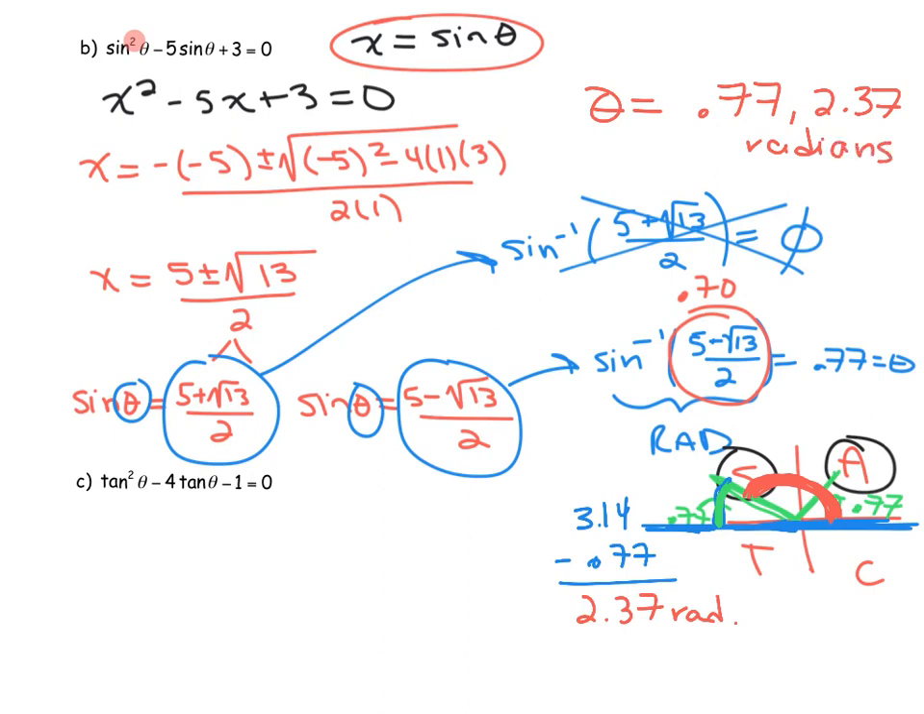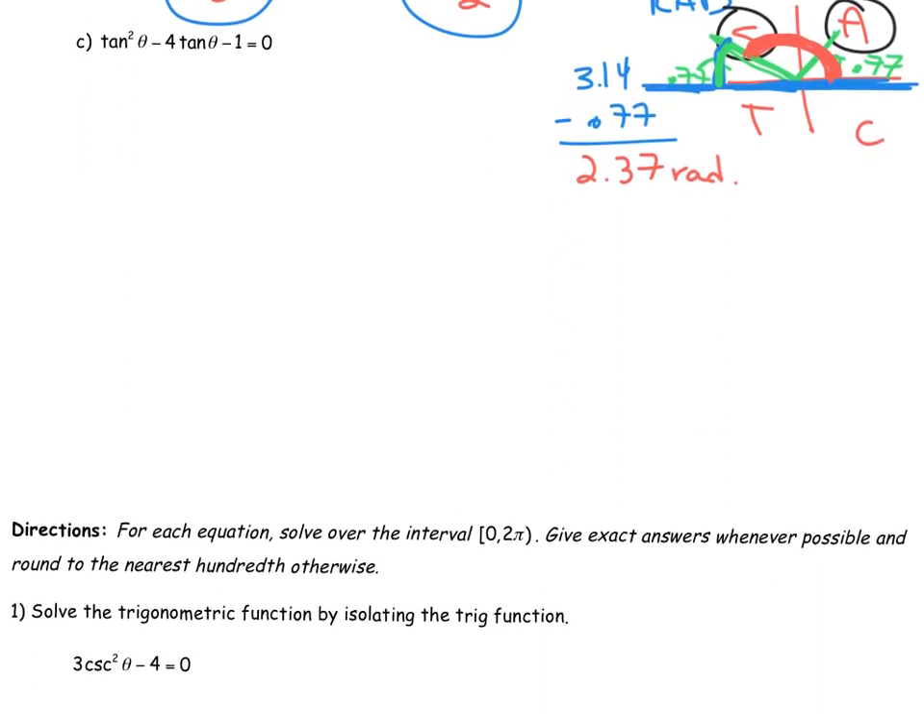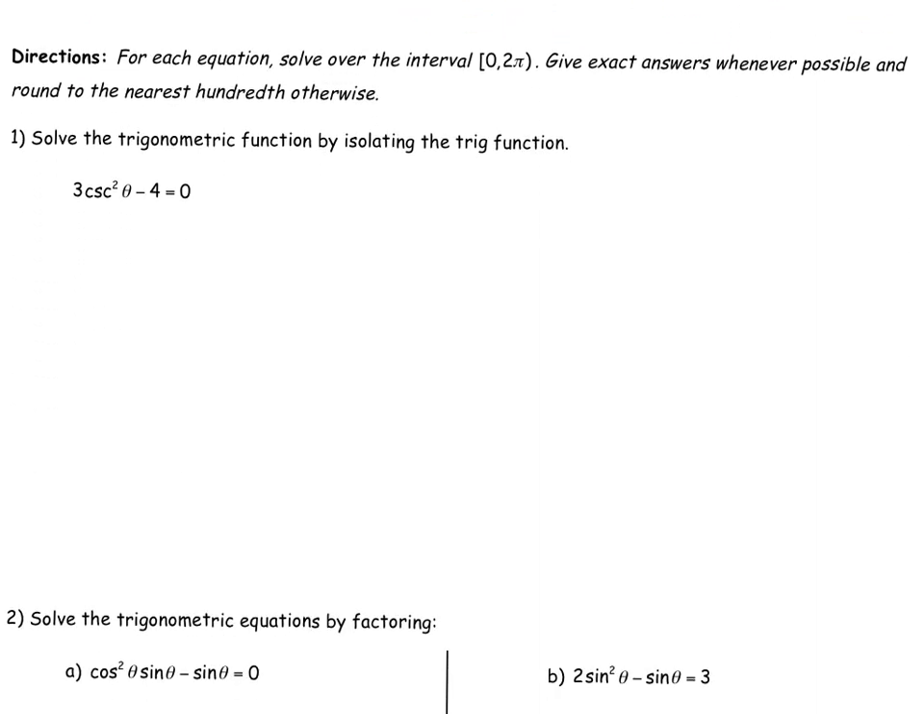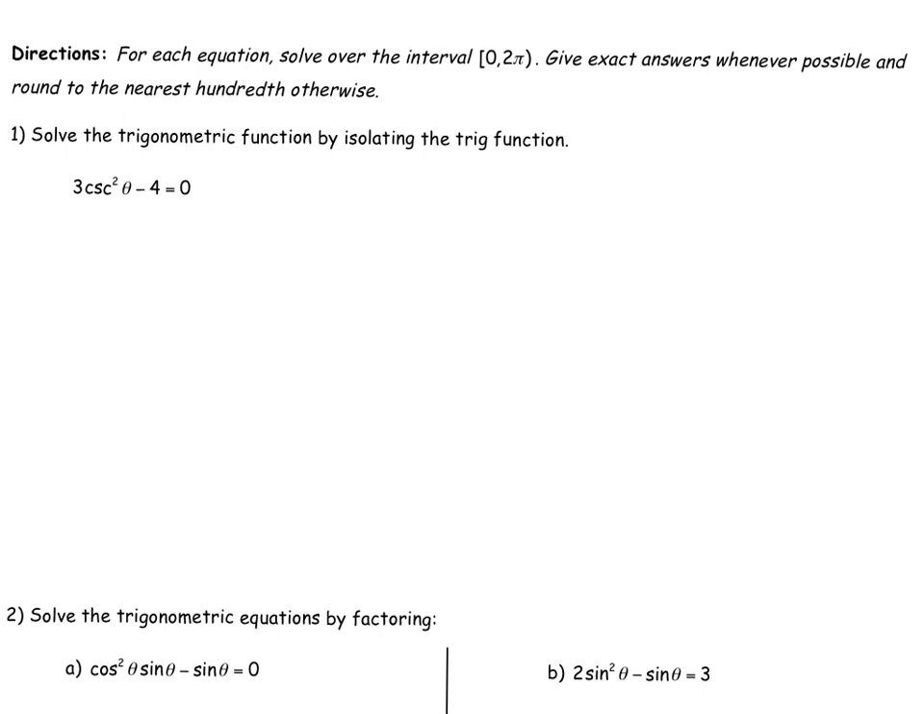Okay? All right, so let's move on from this. Example letter C is just extra practice, but we're going to move on. I want us to take a look on the next page of your packet. We're going to be looking at question 1. Solve the trigonometric function by isolating the trig equation. And we're going to be solving it over the interval from 0 to 2 pi. So remember, we're looking at radians again, so keep your calc in radian mode.